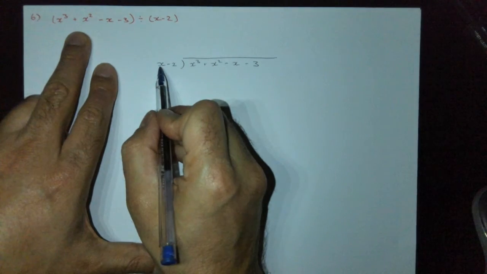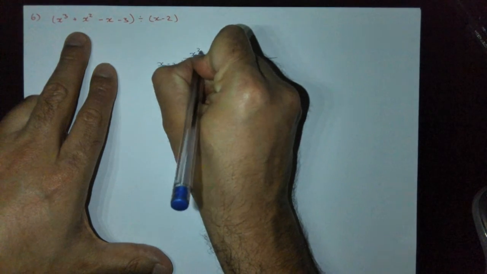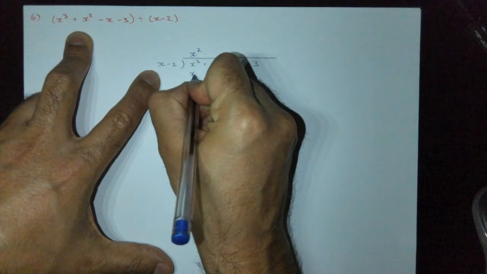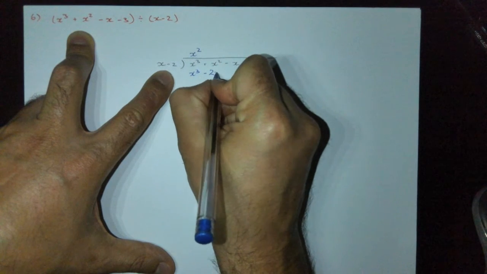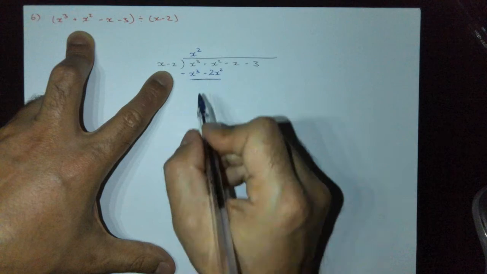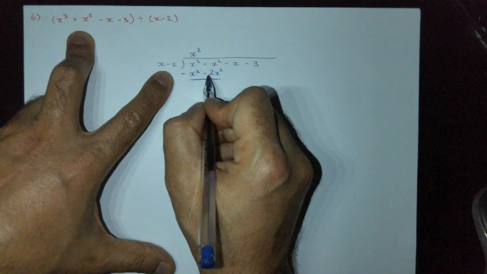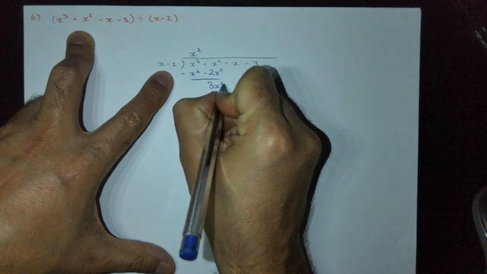So I ask, how many times does x go into x cubed? Well, that goes x squared times, and multiply that across. X squared times x is x cubed. X squared times negative 2 is negative 2x squared. And then minus that from each other. That disappears. 1 minus a negative, so 1 plus 2 becomes 3x squared.